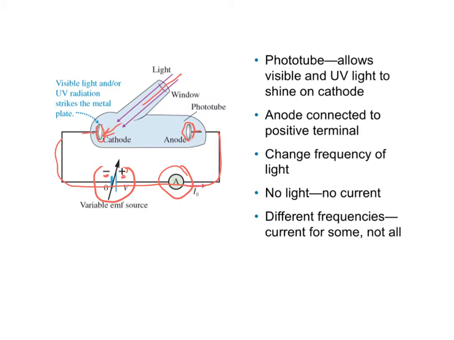What was happening is that with some light, no matter how intense it was, and intensity is brightness, no matter how intense the light was, you wouldn't get any current. But with other types of light, different wavelengths, you got a current even with low intensity. And they're trying to figure out how to explain this.